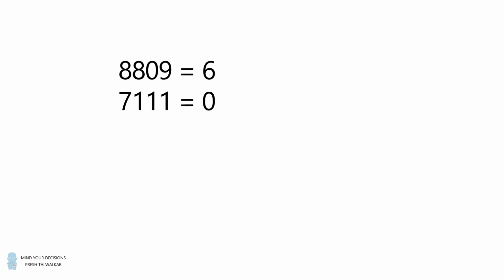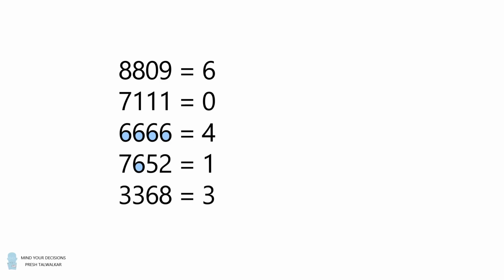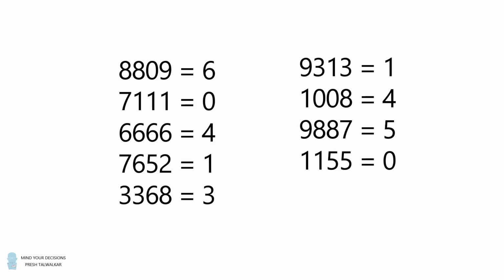7111 has no holes in the number, so it maps to 0. 6666, this has exactly 4 holes, and it maps to 4. Now in 7652, there's exactly 1 hole, so it maps to 1. 3368 has 3 holes, so this fits, and we can verify this pattern for all of the other observations we're given. So we want to solve what 2021 maps to.